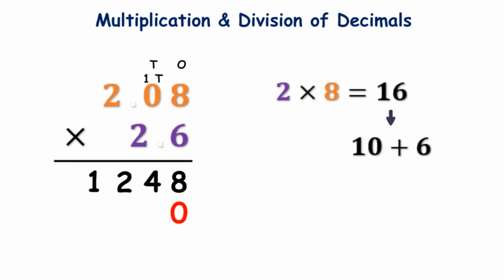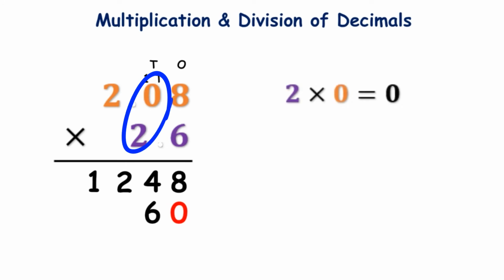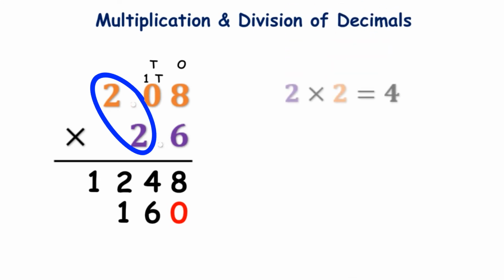1 will be shifted to the next column. We will write 6 here. Then 2 times 0 equals 0. 1 plus 1 equals 1. Then 2 times 2 equals 4.